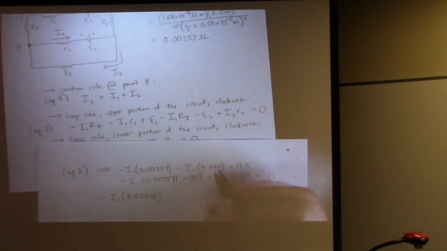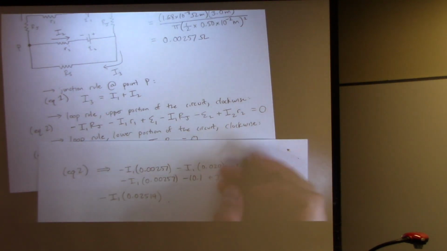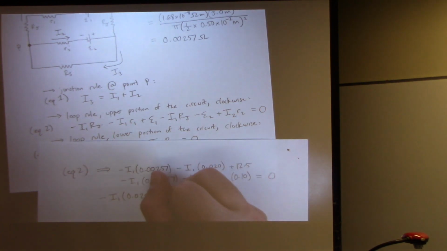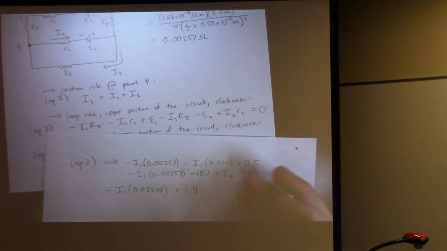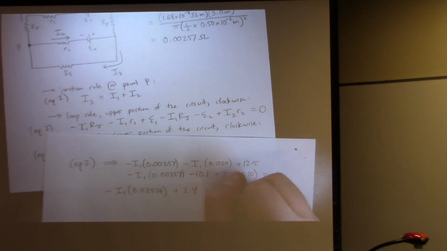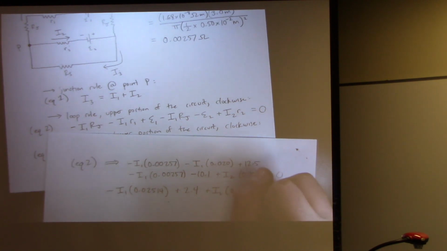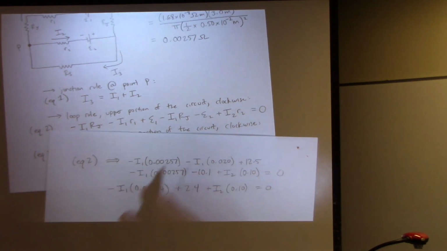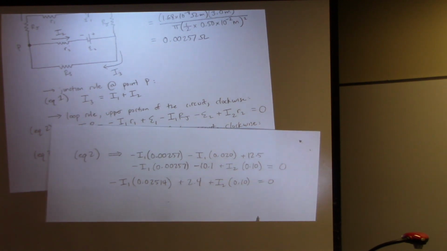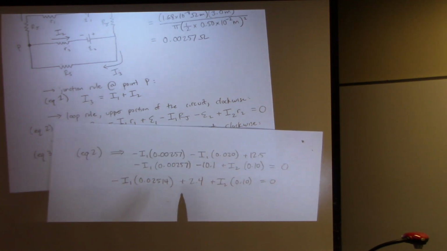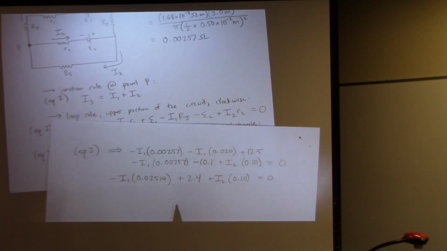Okay, we have actually two constant terms, which are minus 10.1 and 12.5, here and here. And when we combine those, we're going to get positive 2.4. And then I'm just left with the I2 term, which is, again, I2 times 0.10. So what can I do with this? Well, I can eliminate one of the variables.